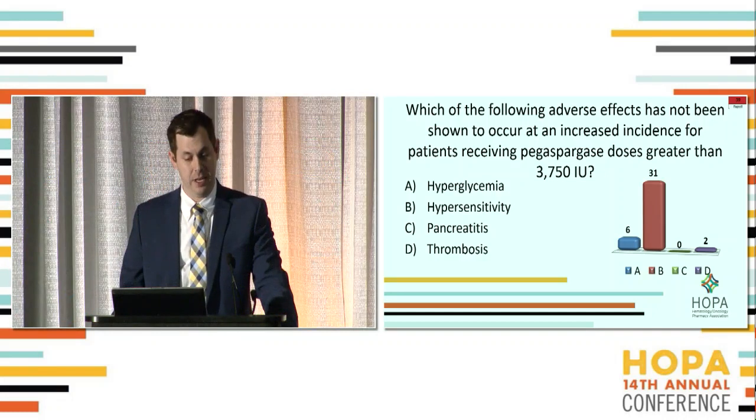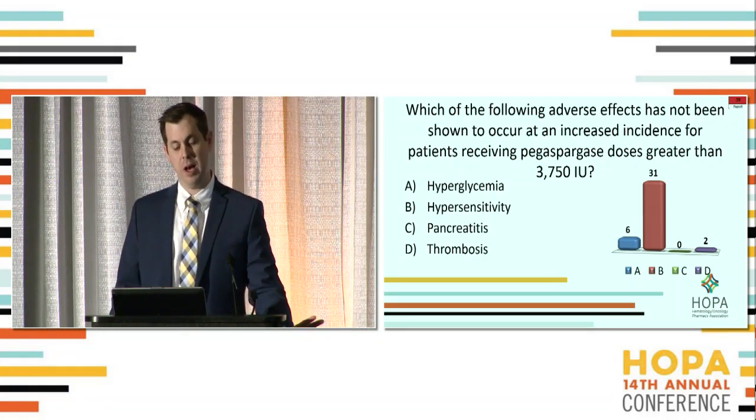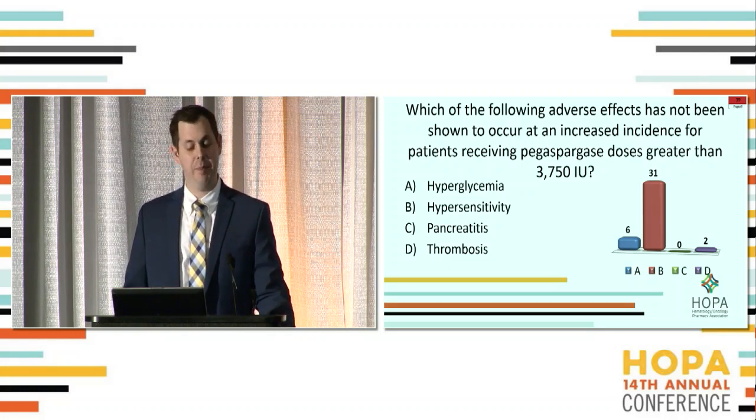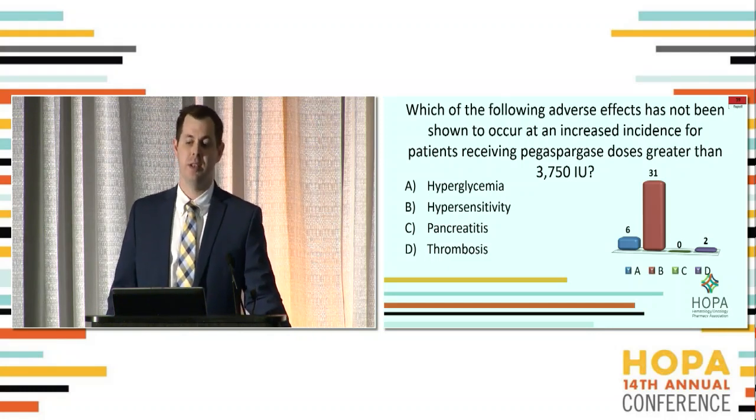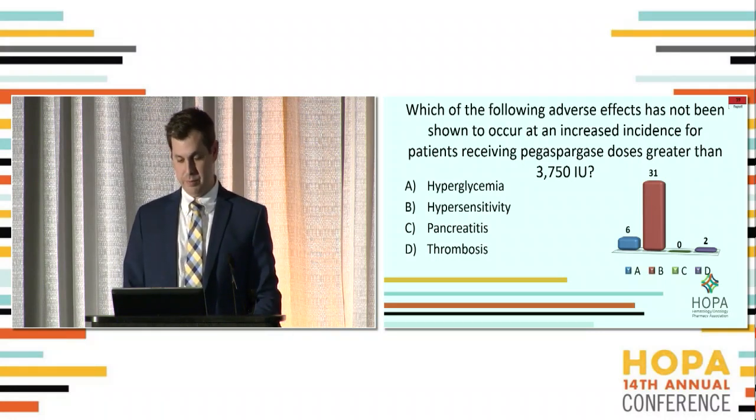And the correct answer is B, hypersensitivity. Hyperglycemia, pancreatitis, and thrombosis in that retrospective series did show statistically significant increases when given with higher doses.